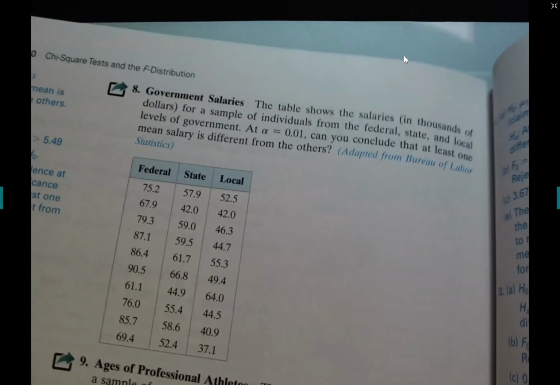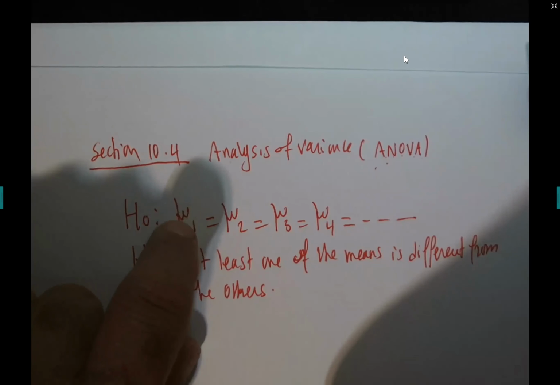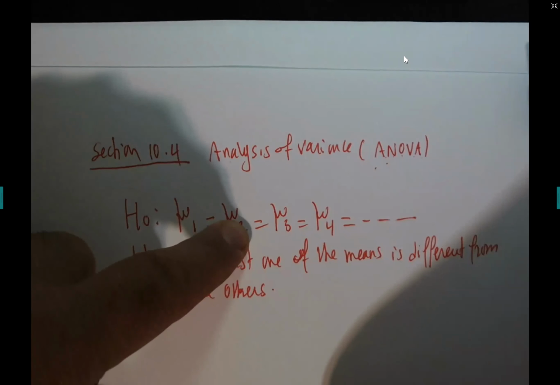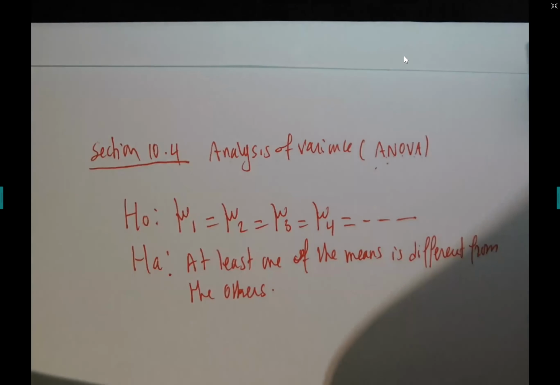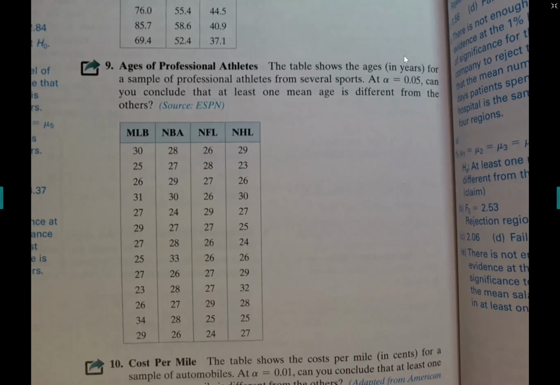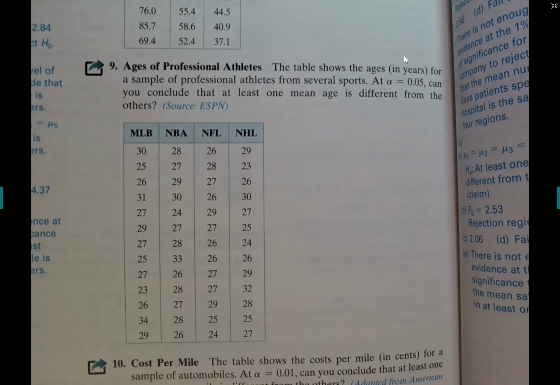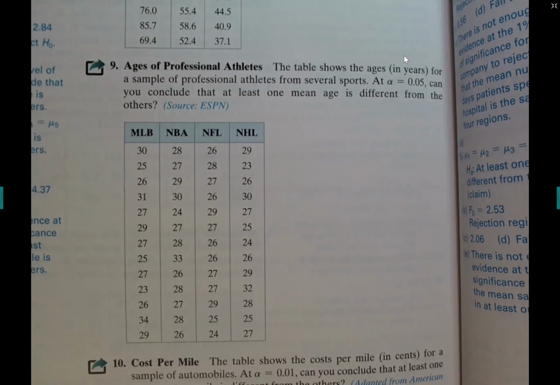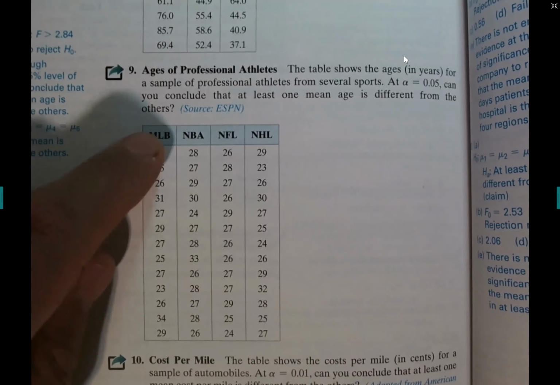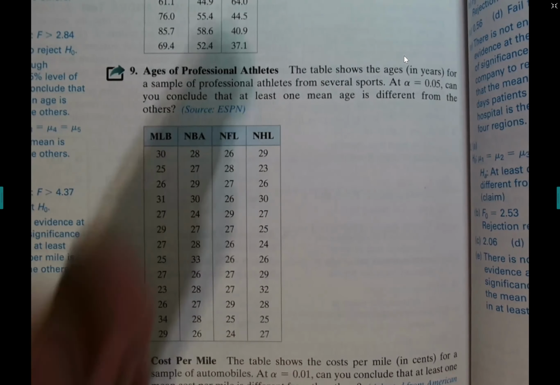Can you conclude that at least one mean is different from the others? You see, guys, I just stated the null and the alternative. At least one mean is different from the others. And the null will always be mu1 equals mu2; in our case here for this exercise it will be mu1 equals mu2 equals mu3, because I only see 3 samples there, 1, 2, 3. Let's look at another one. Age of professional athletes. The table shows the ages for a sample of professional athletes from several sports. At alpha equal 5%, can you conclude that at least one mean age is different from the others? So here you have mu1 equals mu2 equals mu3 equals mu4. At least one mean is different from the others, and you have the data.